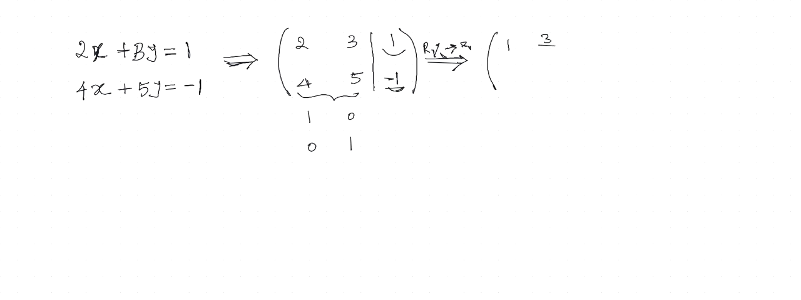And put the vertical line. This will be 1 by 2. Is that okay? Yes. And 4, 5 will wait. We are not doing anything with the 4, 5 and -1 yet; they will wait.